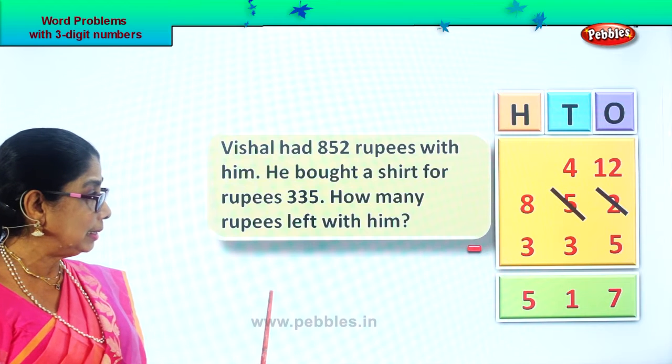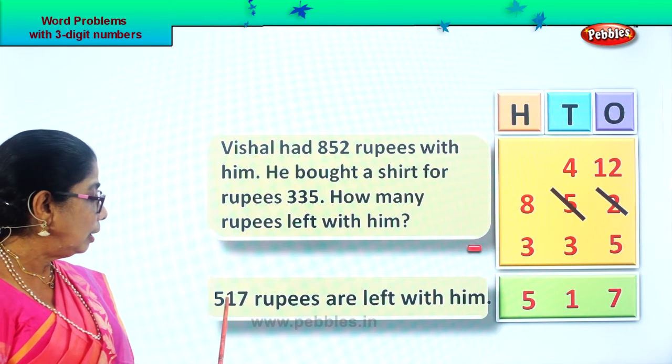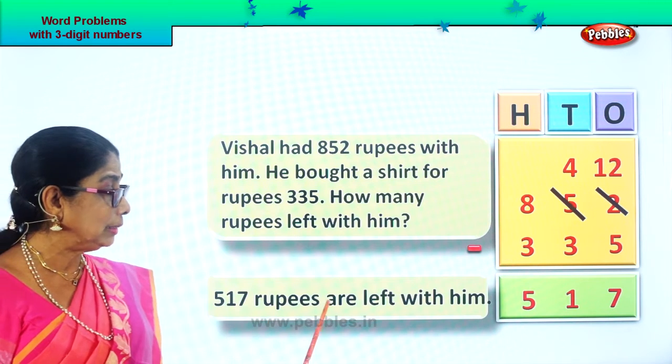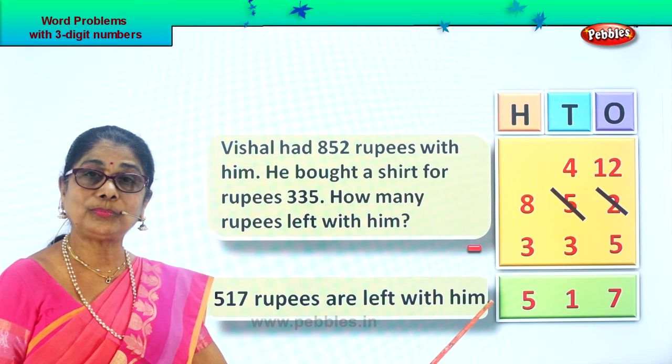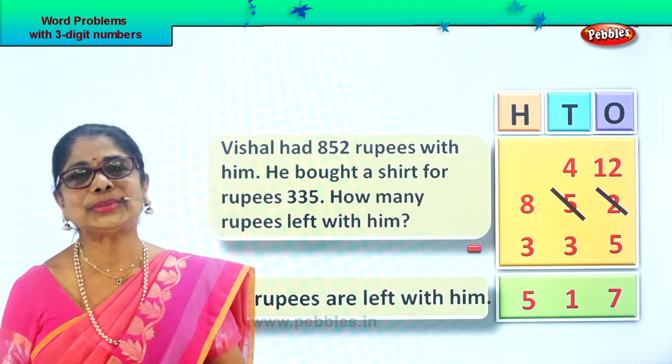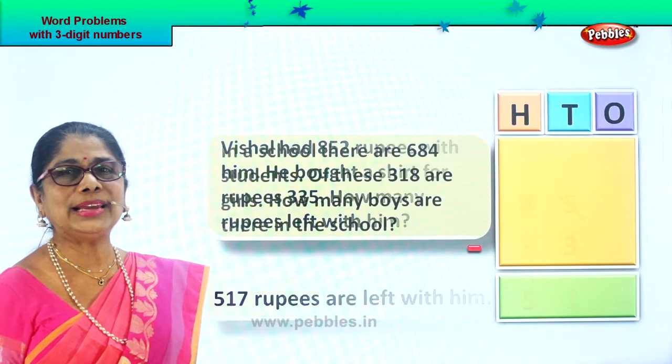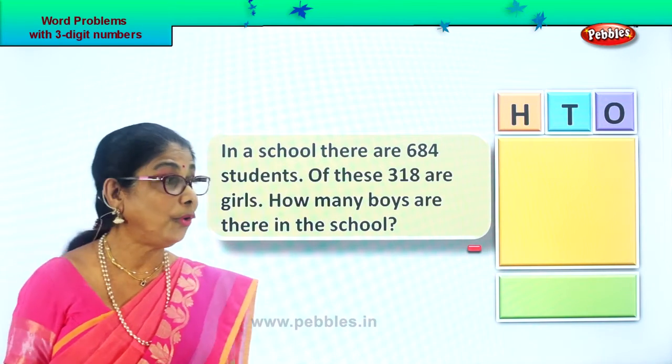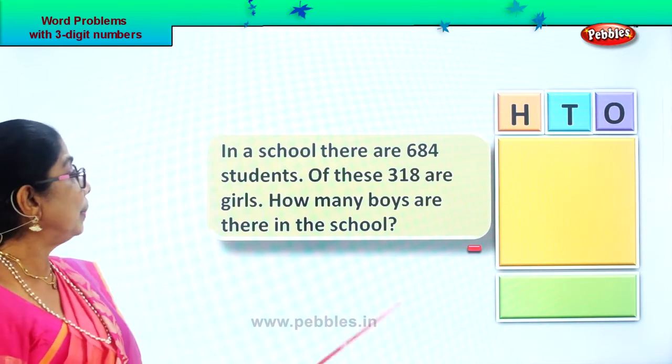So your answer is 517 rupees are left with him. That's your answer. Did you enjoy the sum? Let's take another new sum. Let's read the problem before we go on. Read along together with me.